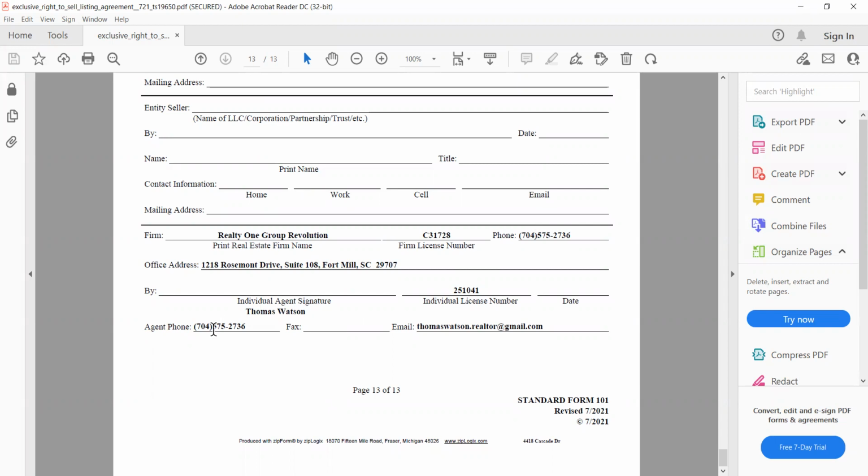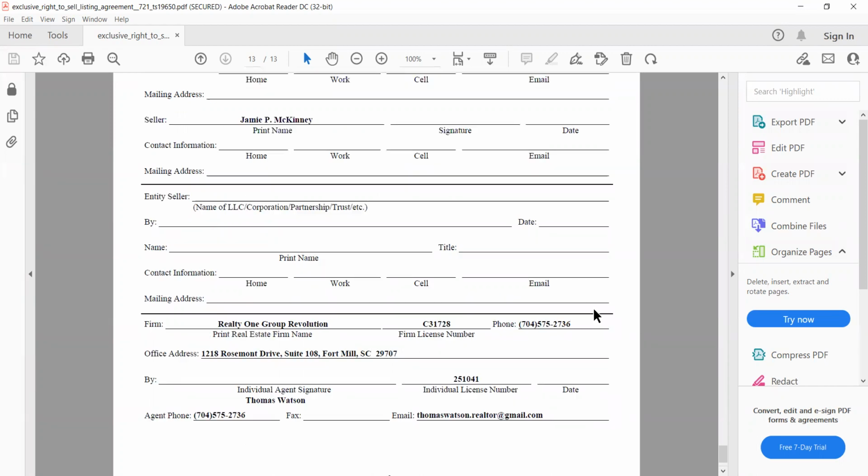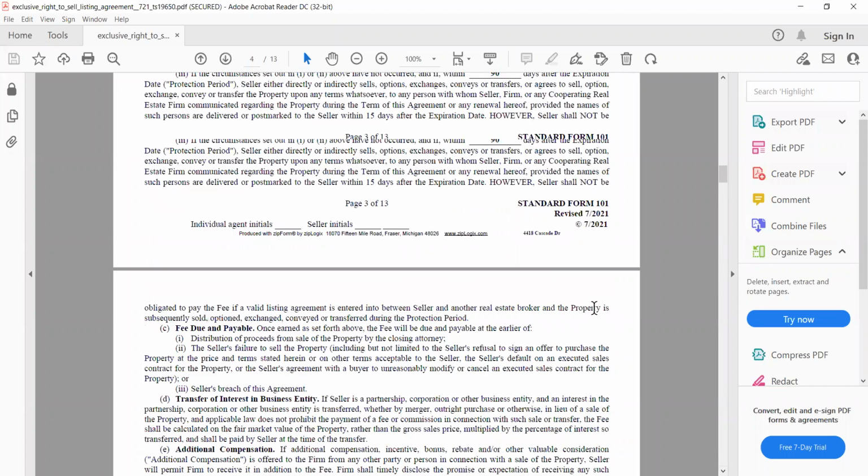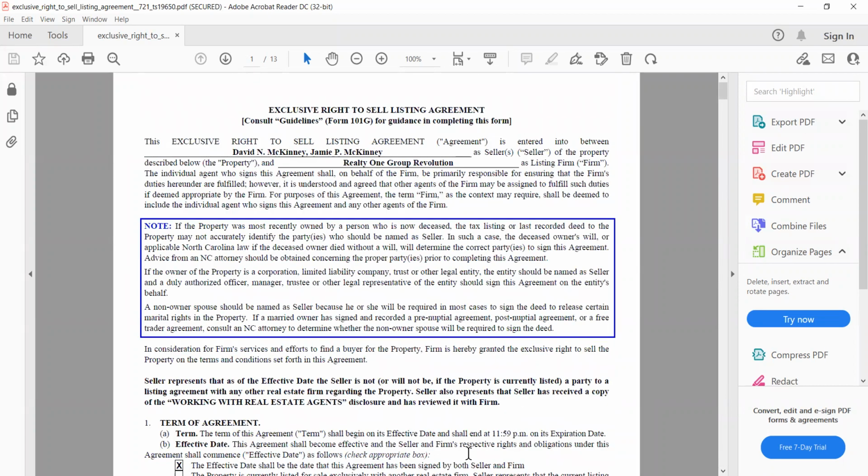And then here's a place for your agent phone number. Again, the phone number up top, I would make sure if you're a PB, they know that's the office number, and down at the bottom, they know that's your number. And then your email. And that is the standard Form 101, which was revised July of this year. That's your listing agreement. Now we've got about 4 minutes. Are there any questions?